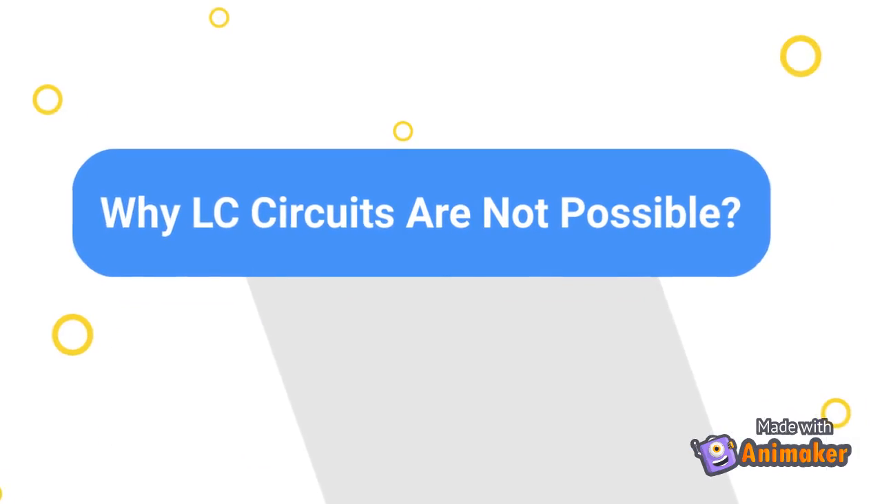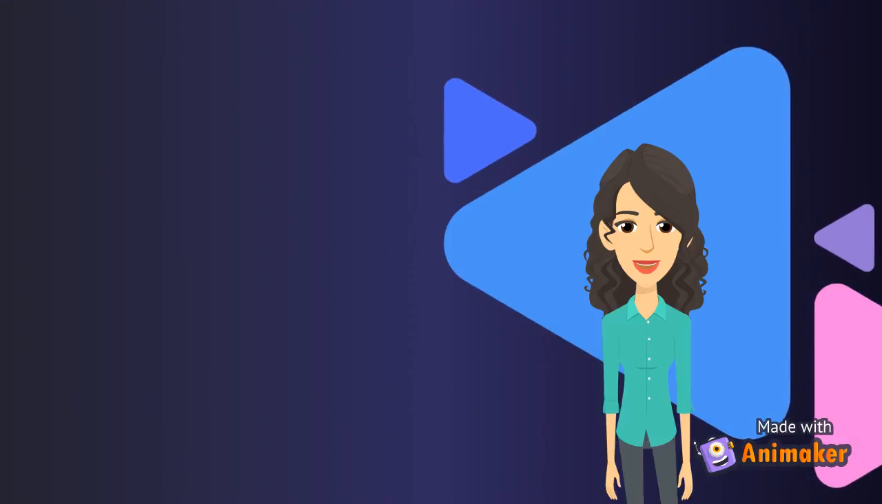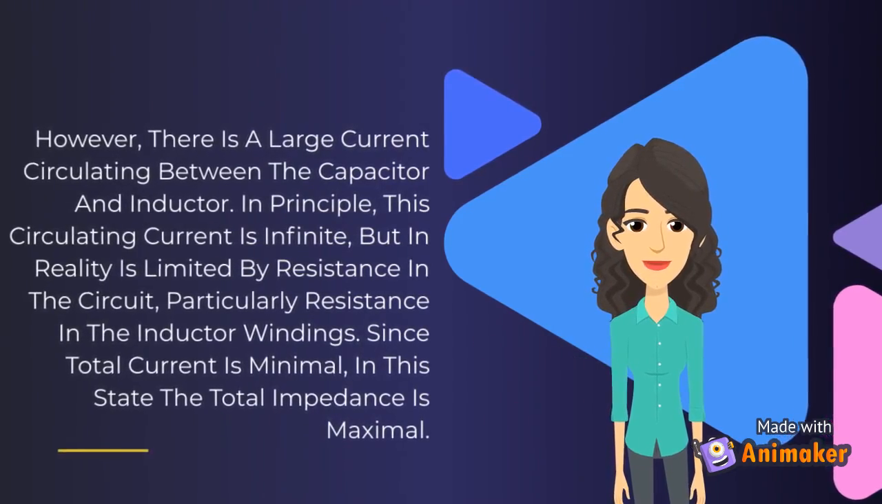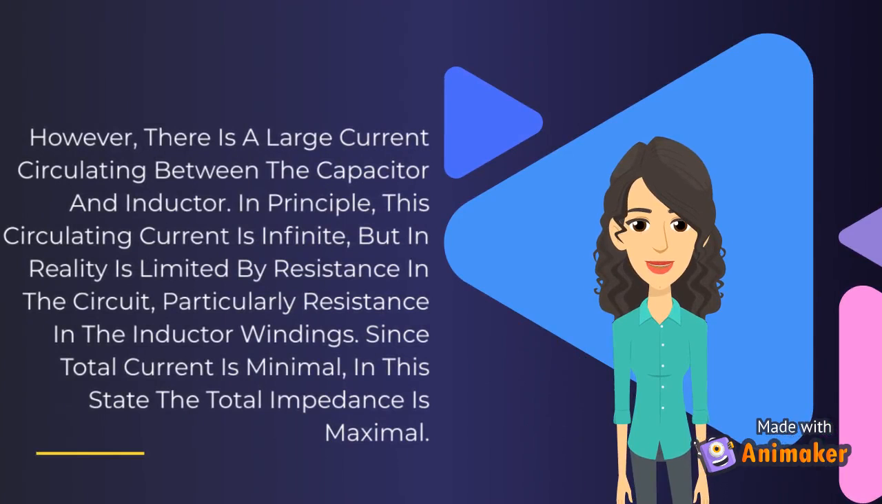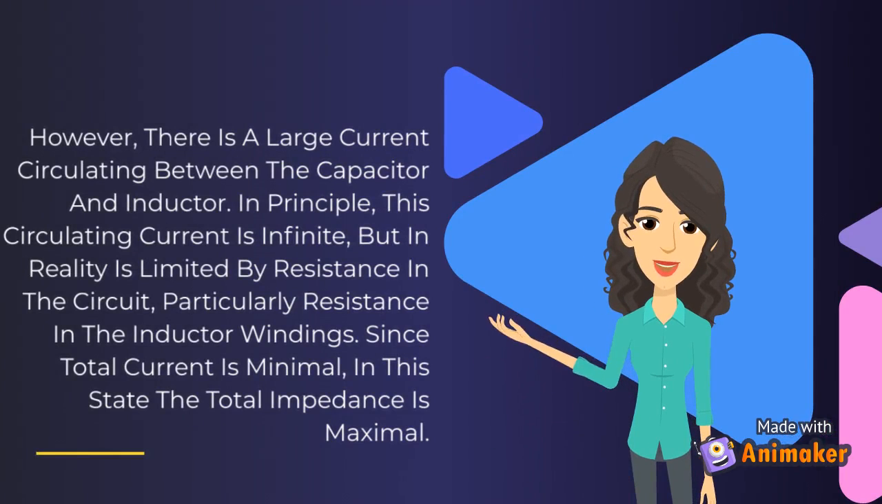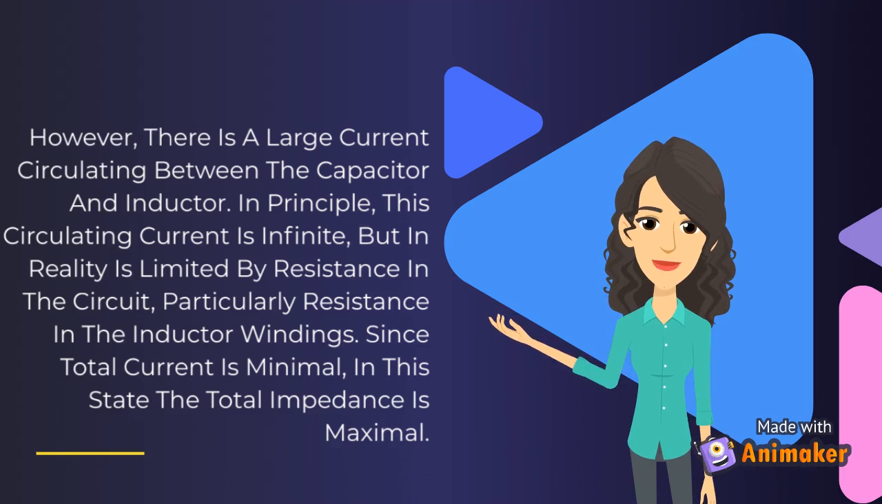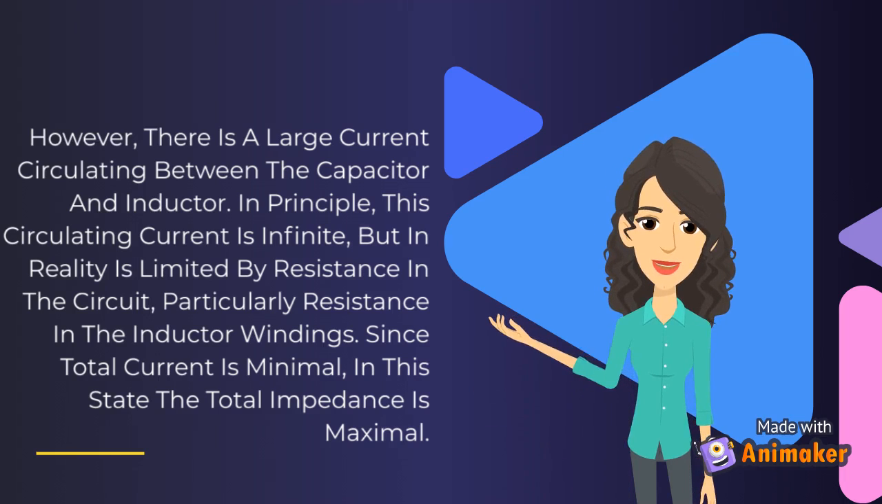Why are LC circuits not possible? However, there is a large current circulating between the capacitor and inductor. In principle, this circulating current is infinite, but in reality it is limited by resistance in the circuit, particularly resistance in the inductor windings. Since total current is minimal, in this state the total impedance is maximal.